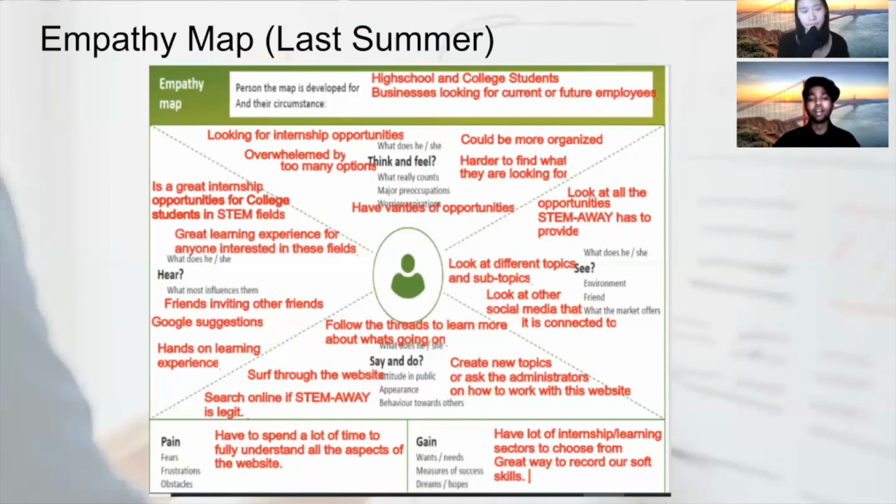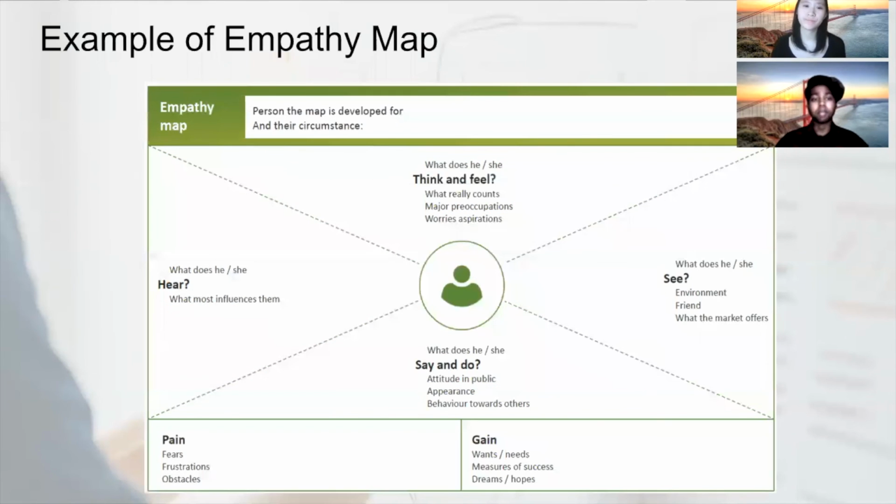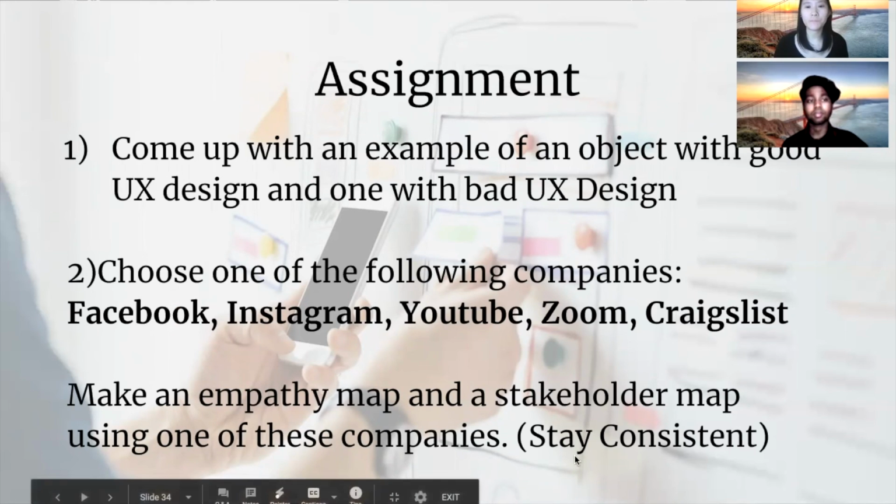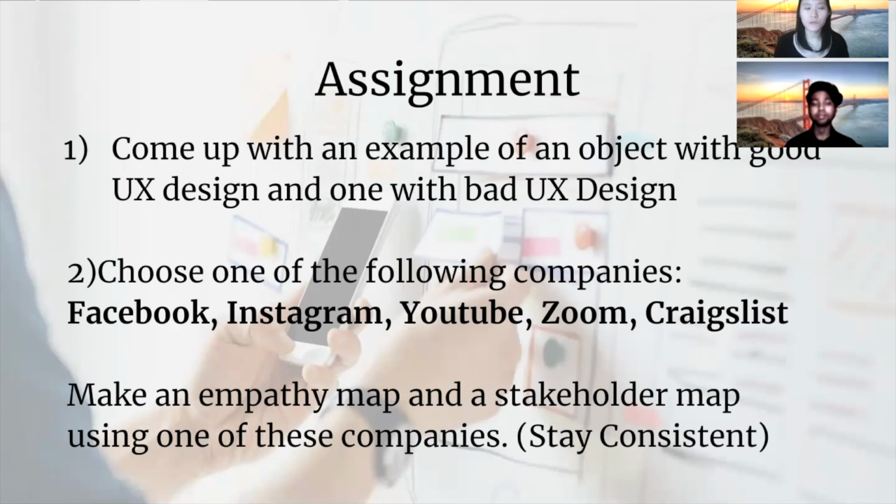Then that ends our empathy map and stakeholders map. And here are your assignments. Like I said before, you are going to think about everyday objects with good UX design and bad UX design. You can also even choose a website. It doesn't have to be an object, and it doesn't have to be a website. One can be an object, and one can be a website. And then for the second one, Hisson can explain.